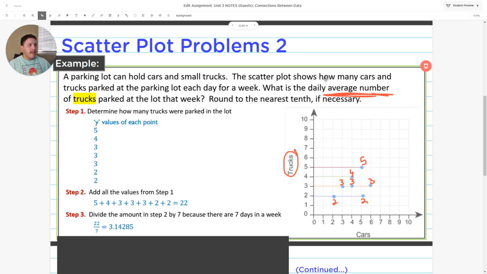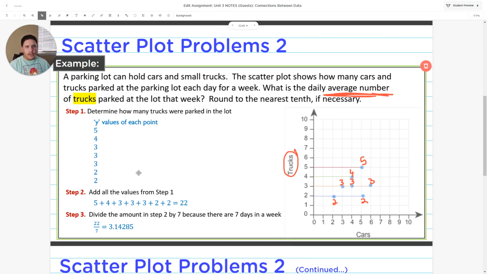So what does this mean? The daily average number of trucks parked in this parking lot is about 3 trucks per day. You can expect about 3 trucks on any given day. Well, 3.1, but you can't have 0.1 of a truck, so 3 trucks makes more sense in the context of the word problem. Anyways, that's it for that example.